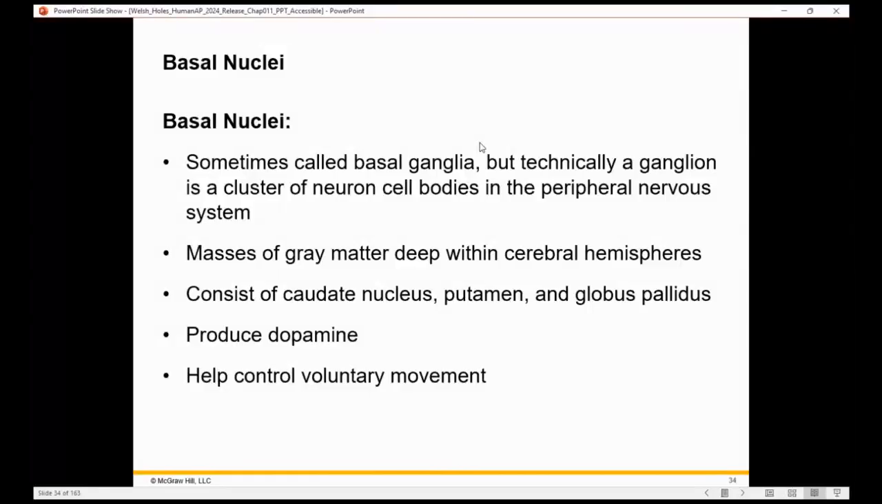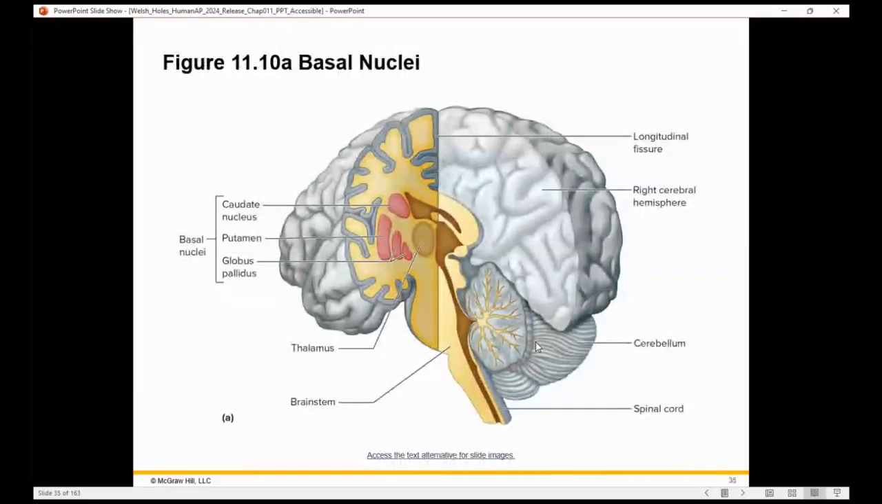Okay, the basal nuclei. These are sometimes called the basal ganglia. And remember, that means a group of cell bodies. So technically, a ganglion is a cluster of neuron cell bodies in the peripheral nervous system. But here, we're talking about the central nervous system. These are masses of gray matter that are deep within the cerebral hemispheres and consist of the caudate nucleus, the putamen, and the globus pallidus. They produce dopamine, and they help control voluntary movement. All right, and the basal nuclei are shown here in this figure.